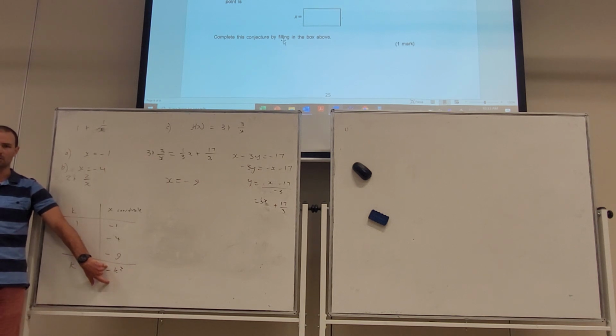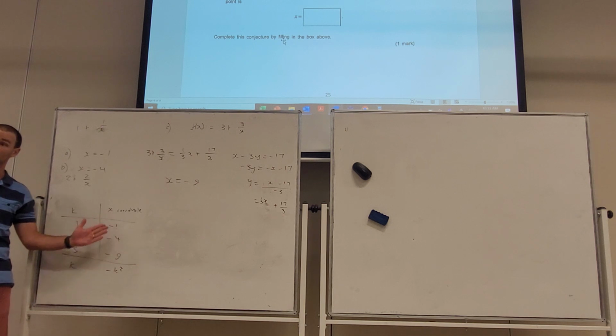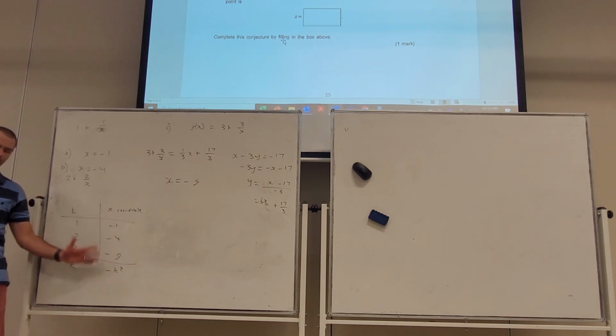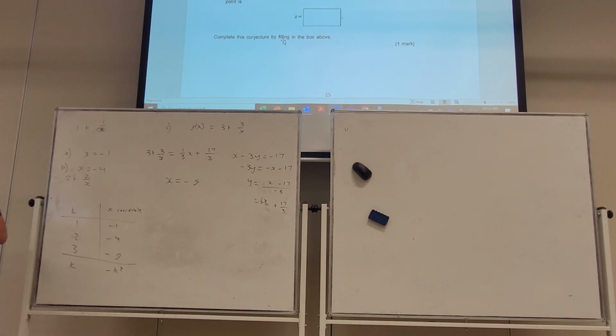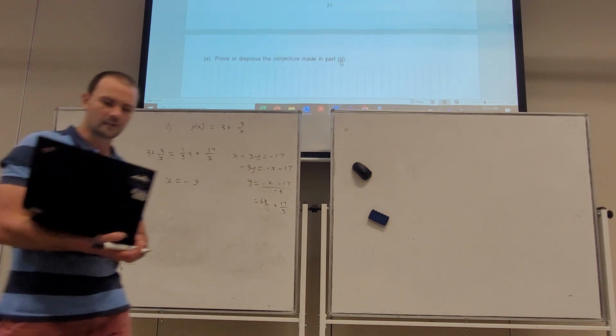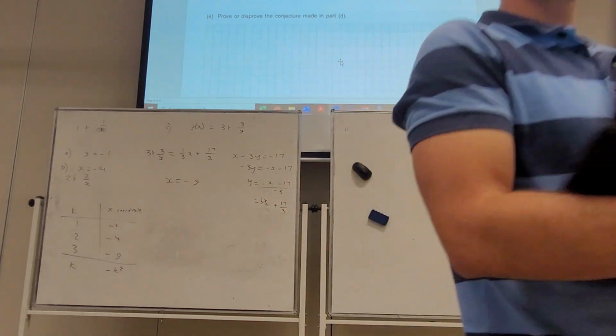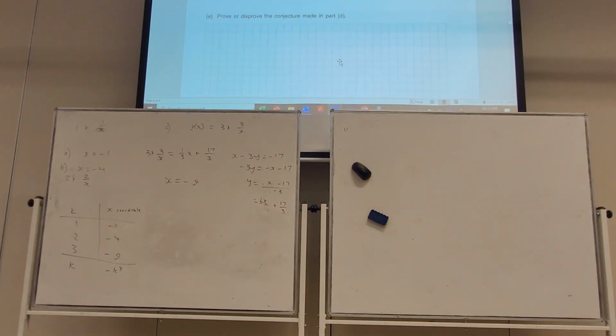Okay, so that's quite tricky to see, and some of them do get a little bit trickier than that. Nonetheless, if you don't get this part, you can still move on to the next part. So let's turn the page. Look at this. Prove or disprove your conjecture. Oof, 6 marks. All right.